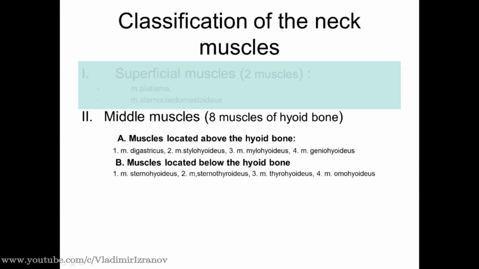And in subgroup B, muscles located below the hyoid bone: musculus sternohyoidus, musculus sternothyreoidus, musculus thyrohyoidus, and musculus omohyoidus.